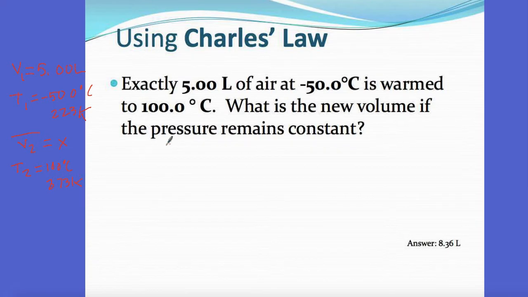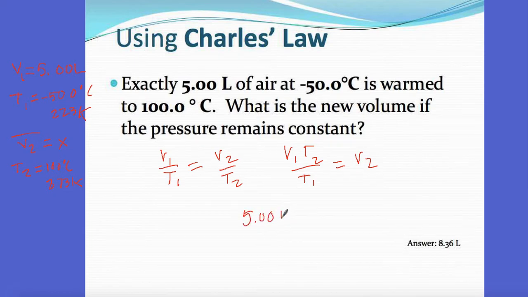Again, the equation is V1 over T1 equals V2 over T2. I rearrange it and say V1 times T2 over T1 equals V2. And I don't have to memorize any of this. All I have to do is memorize the first equation. Okay, plug and chug. So we have 5 liters, T2 is 373, T1 is 223 Kelvin, sorry. And when I calculate that out, I get 8.36 liters.